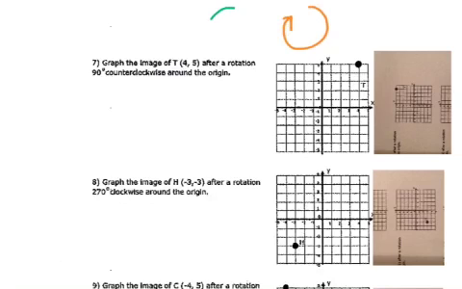Counterclockwise is the opposite direction, so we're going to go this way. We're going to turn this counterclockwise 90 degrees. That means you're going to take your paper and turn it 1/4. Now when you go 90 degrees, your point is going to start in one quadrant and end up in the quadrant right next to it, to the left, because we're counterclockwise.